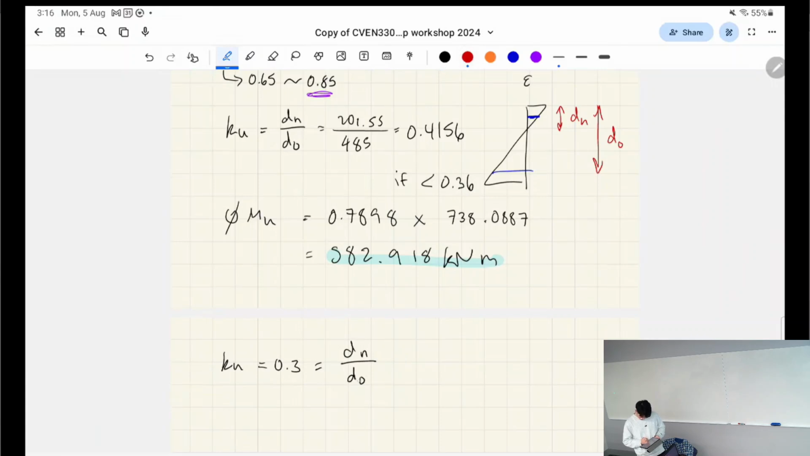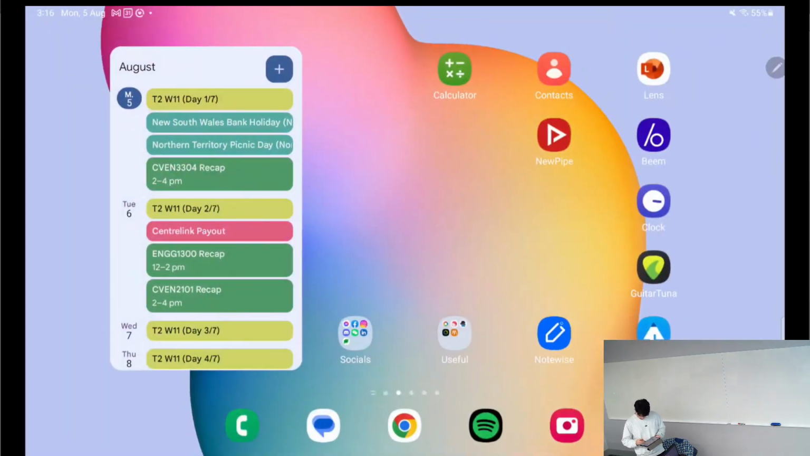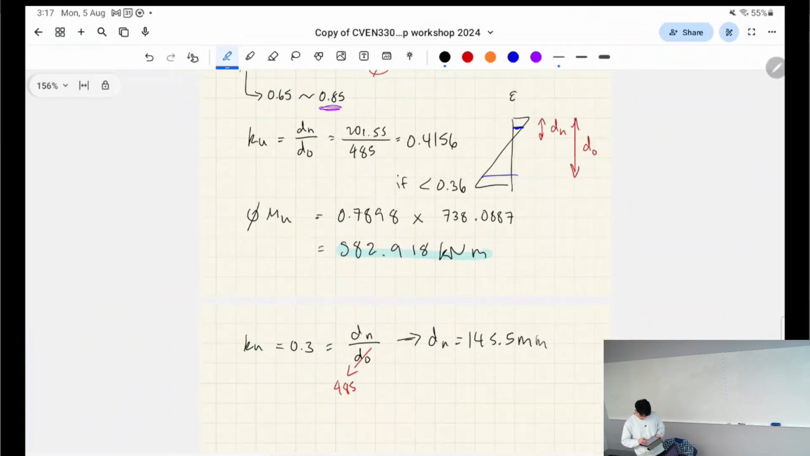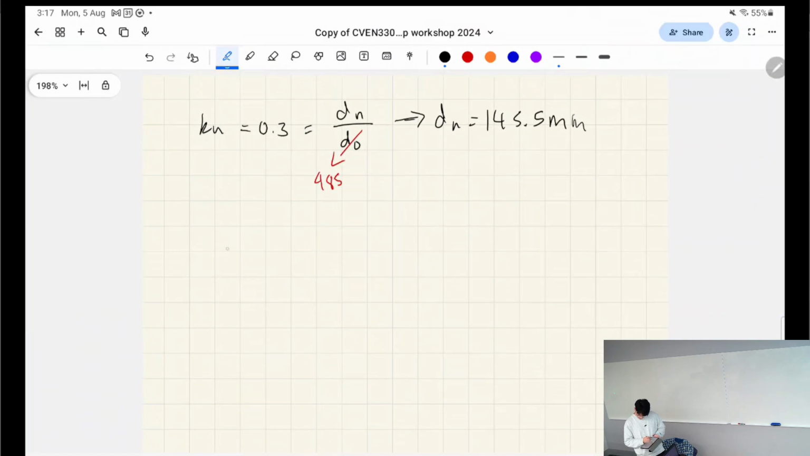So this was 485. We're looking for a depth to the neutral axis of 145.5 in order to satisfy this range. Right? Okay. So now we go back to the force equilibrium because we already know what dn has to be, because it has to satisfy a ductility range or ductility constant, I guess, right?